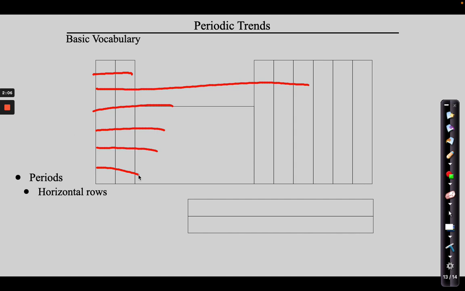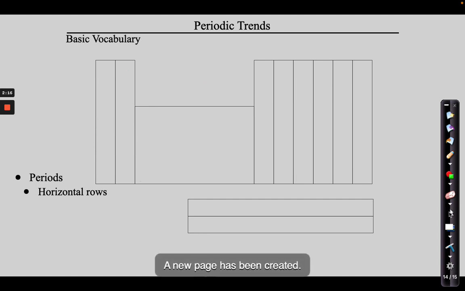We already knew that because the periods also represent what? Our energy levels, right? So our energy levels are our periods, okay? That's why there's 7 of them. And as we go down, we're adding on layers each time. So our periods are our energy levels. Those are our horizontal rows.